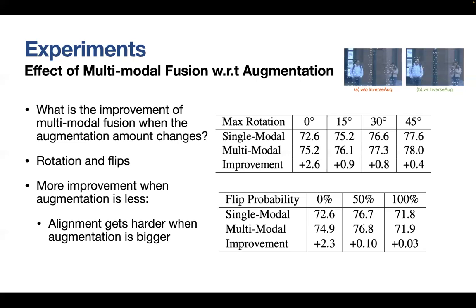So they see that the improvement decreases when there is a large amount of augmentation. The augmentation makes it hard to align these features, which degrades the performance of the multi-modal model. And this shows that the inverse augmentation module is very important for this model, because we cannot use augmentations otherwise if we don't have the inverse augmentation module.